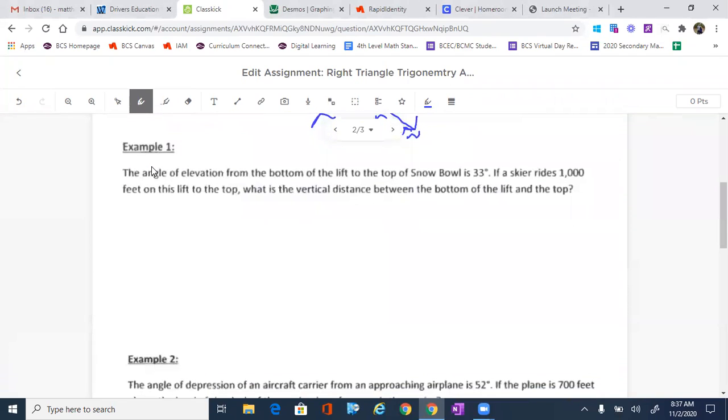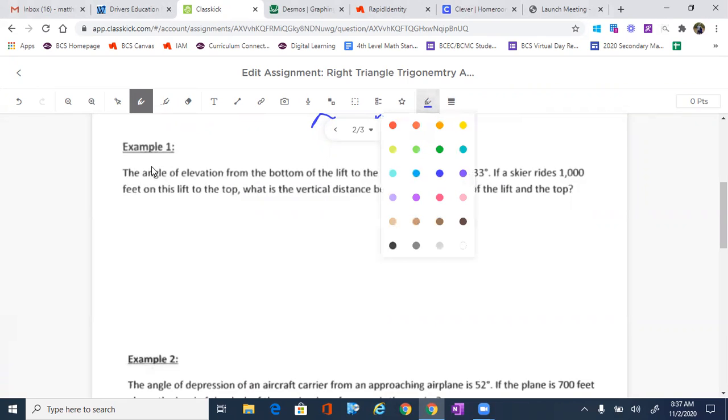So for example, let's look at example 2 here. It says the angle of elevation from the bottom of a ski lift to the top of Snowbowl Mountain is 33 degrees. If a skier rides 1,000 feet on this lift to the top, what is the vertical distance between the bottom of the lift and the top?